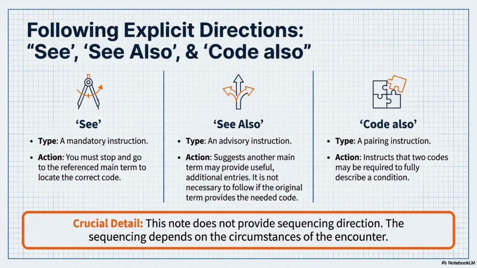See is a mandatory instruction. You must go to the referenced main term to locate the correct code. See also is advisory. It suggests another term that may provide additional useful entries, but it is not required if the original term provides the needed code. Code also indicates that two codes may be needed to fully describe a condition. This note does not provide sequencing direction. Sequencing depends on the circumstances of the encounter.